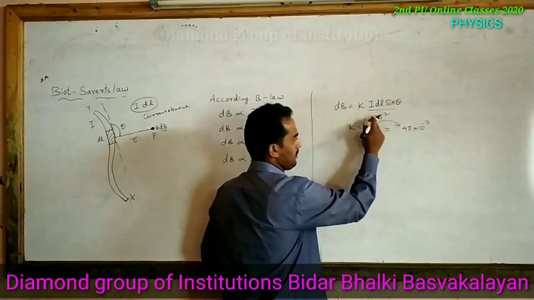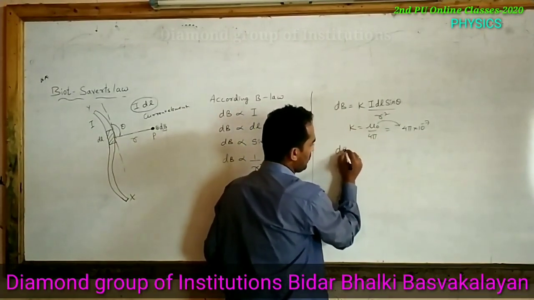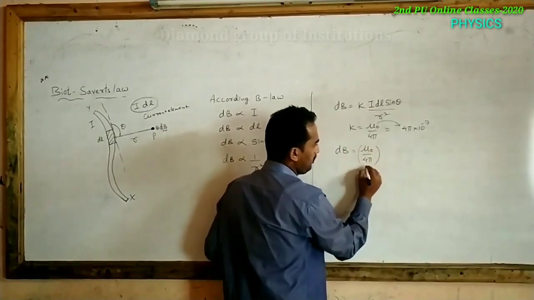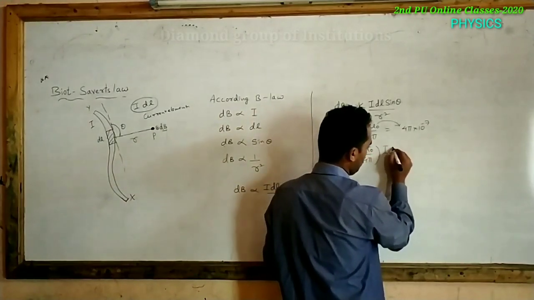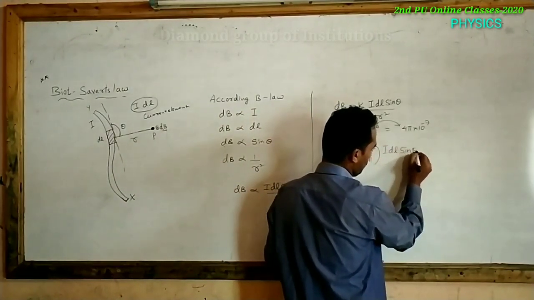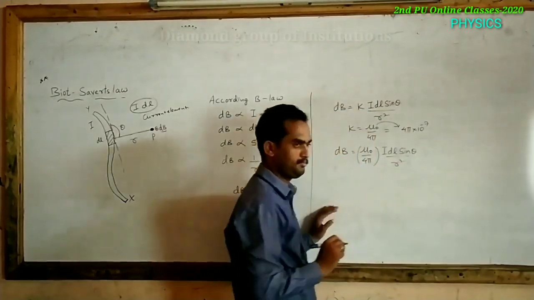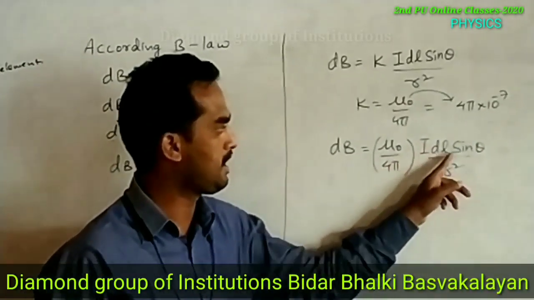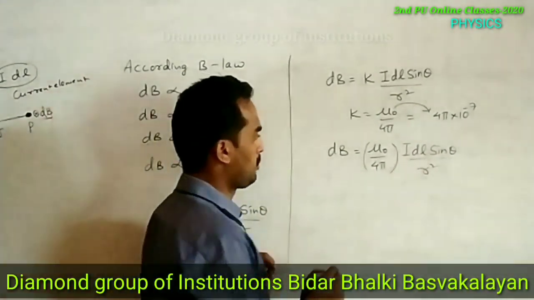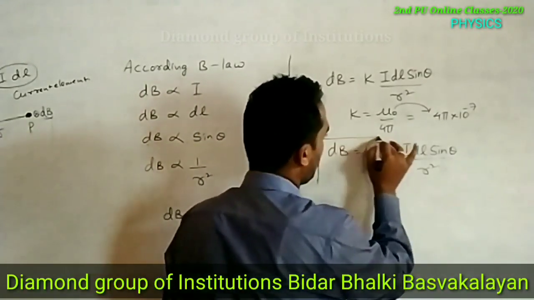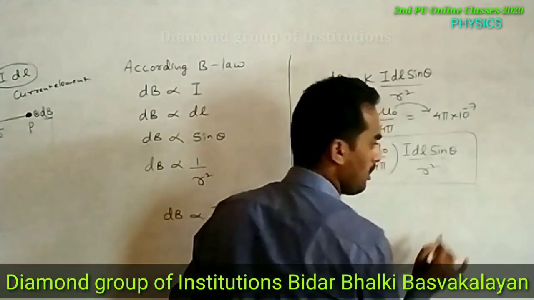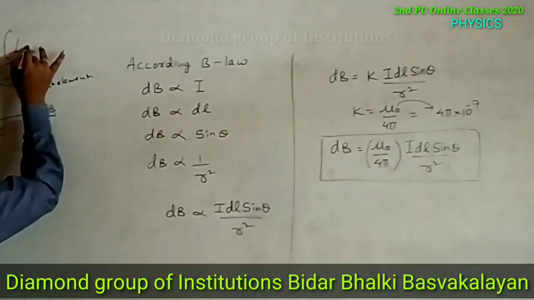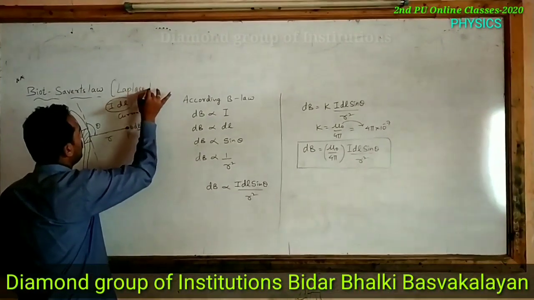So in place of k, if you substitute this value, we can write dB equal to mu naught by 4 pi, I dl sine theta by r square. This is the mathematical expression for Biot-Savart's law. It is also called Laplace law.